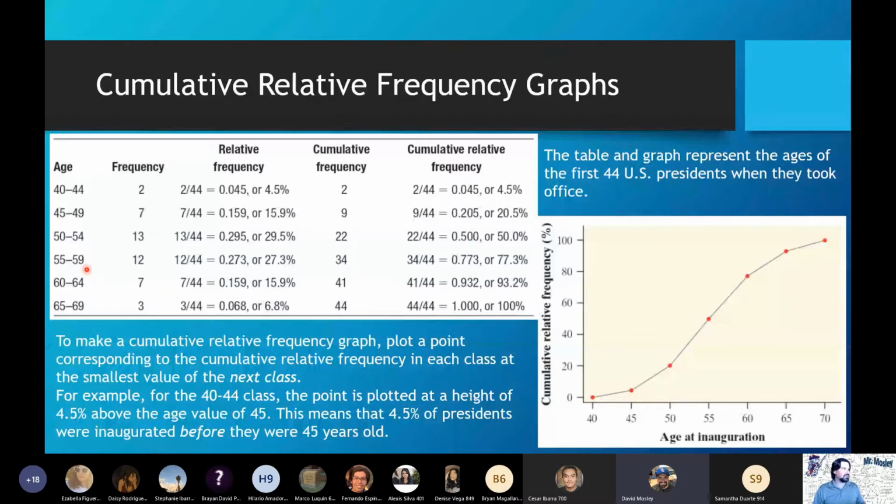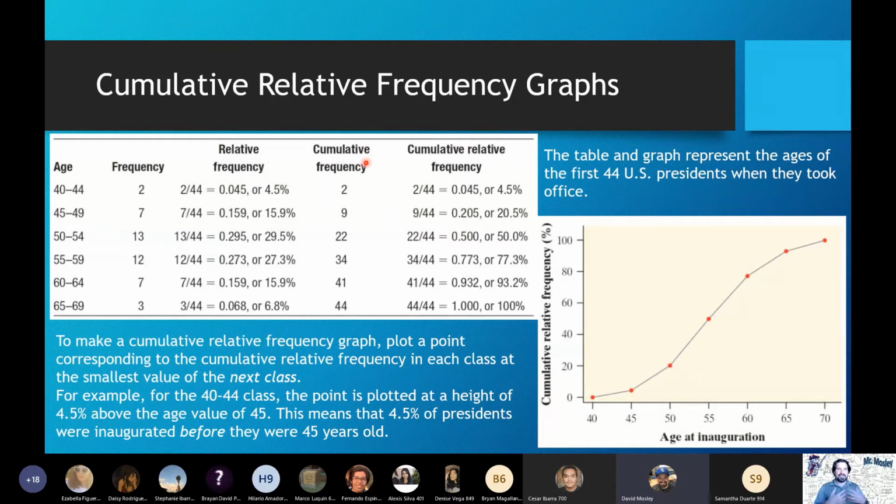Then we have our frequency. We're familiar with this. Frequency is just the count of the number of things in those classes. We could use that to make a histogram. Our relative frequency, 2 divided by 44, because there's 44 presidents in our list, gives us 4.5%. We know how to do this relative frequency calculation. We've done this previously. The new numbers are cumulative frequency and cumulative relative frequency.